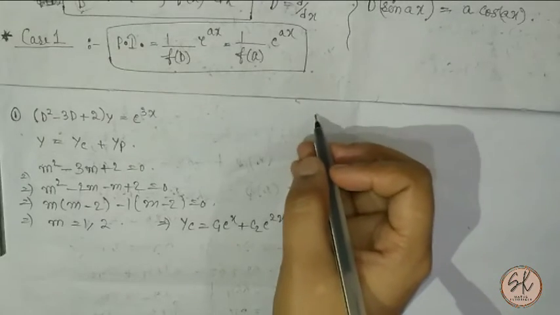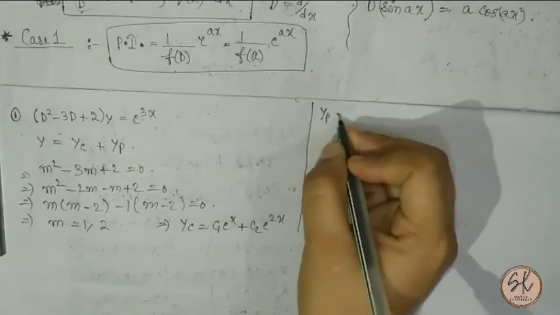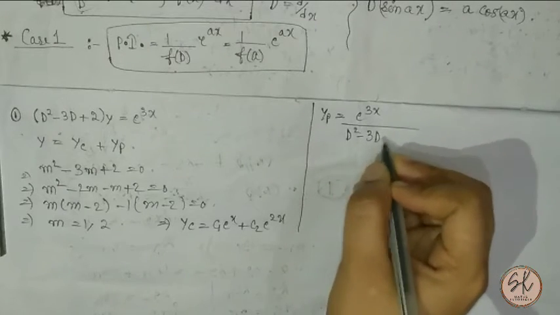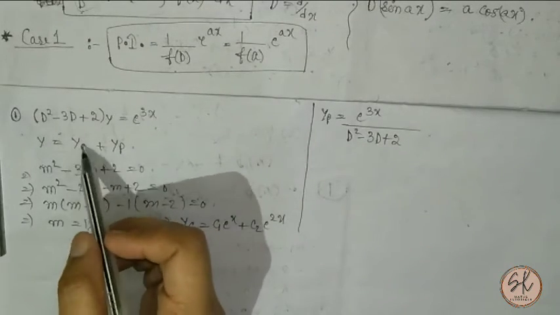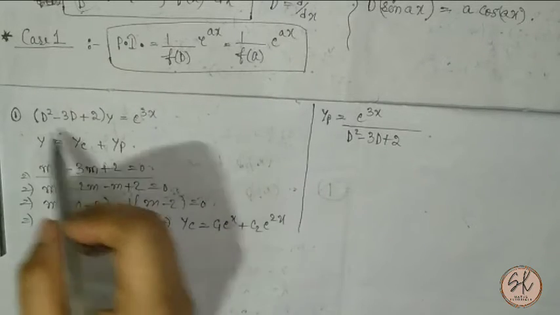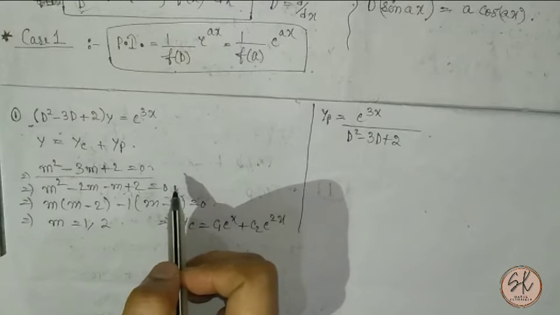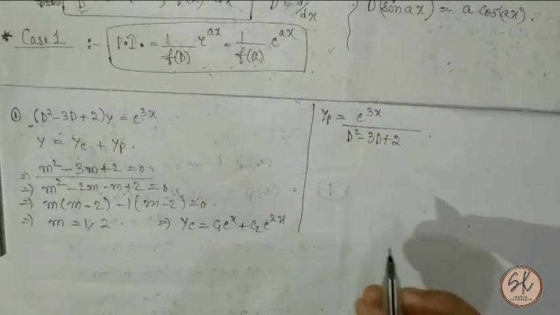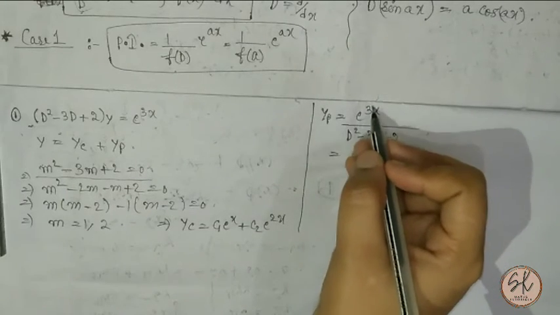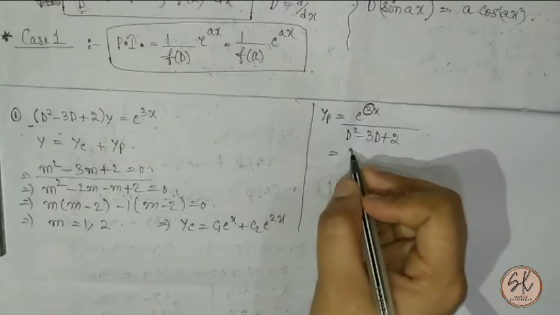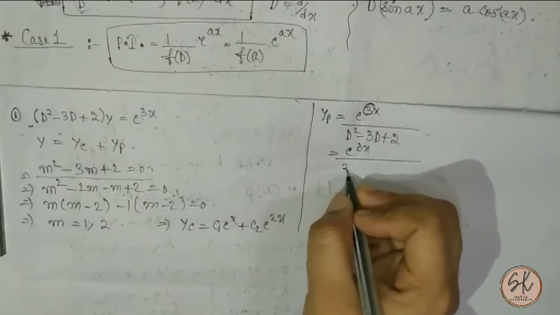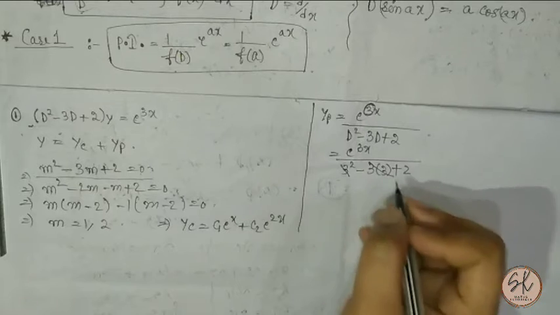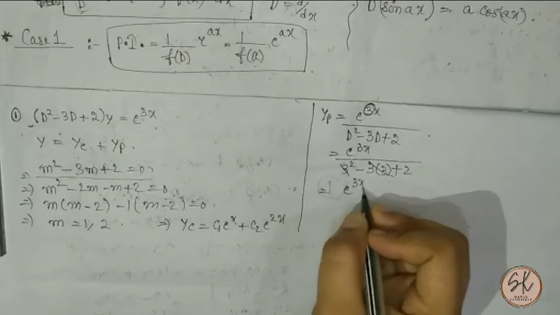Now let us find its yp, that is its particular integral. So its particular integral is equal to e to the power 3x by D square minus 3D plus 2. Here, while finding the complementary function, we take the auxiliary equation, or this equation, equal to 0, because we can find the complementary function only for a homogeneous equation. Now for finding the yp, here a is 3, so we will put 3 in place of D. So here this is 3 square minus 3 into 3 plus 2, so 3 square is 9 minus 3 into 3, 9 cancelled, which is equal to e to the power 3x by 2.